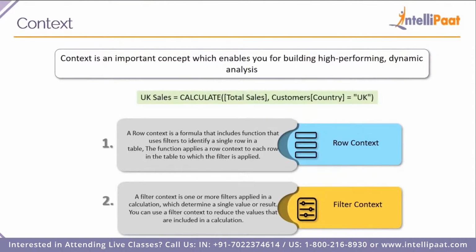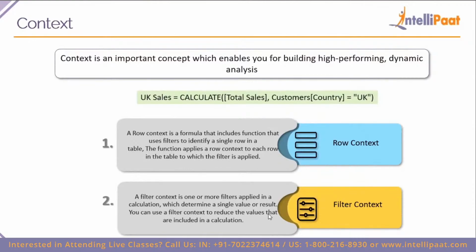Basically, this row context applies to each row. It is going to check each row in the table to which the filter is applied. So here only one filter will be applied. This is the major difference between the row context and the filter context. In filter context, we will be having more than one filter just to reduce the values we have in the calculation. That is what filter context is, and it is a little hard to understand also.